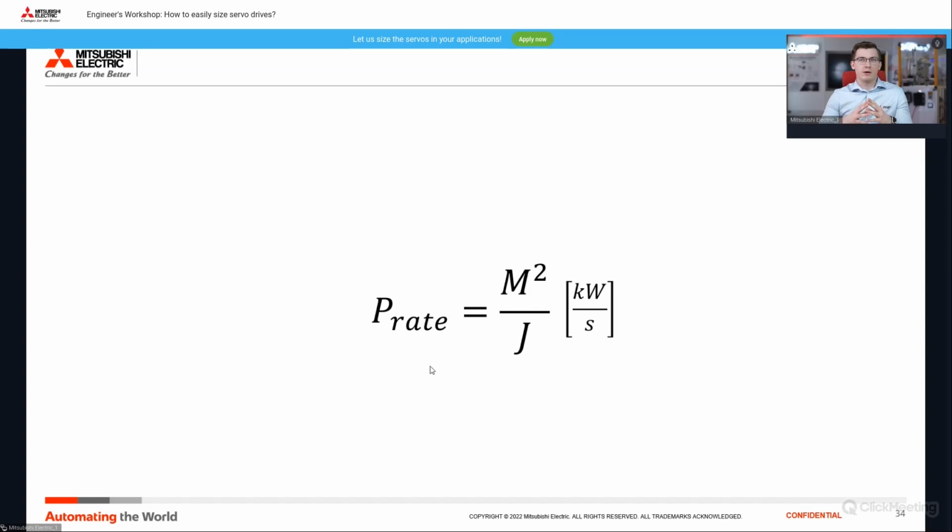But more importantly, what does it mean? Power rate describes the motor's ability to accelerate and decelerate. So how quickly the motor will be able to react to a change of motion parameter. The unit is kilowatts divided by second. What is very important is that, in the physical way, it is how much energy we can put in a defined unit of time.